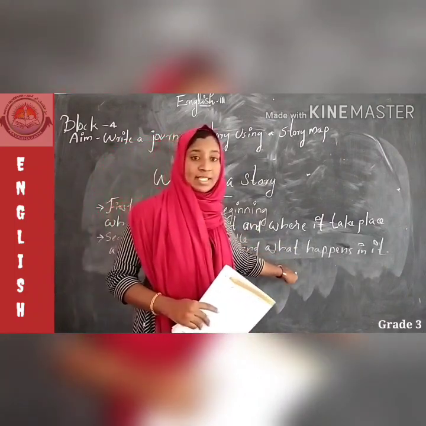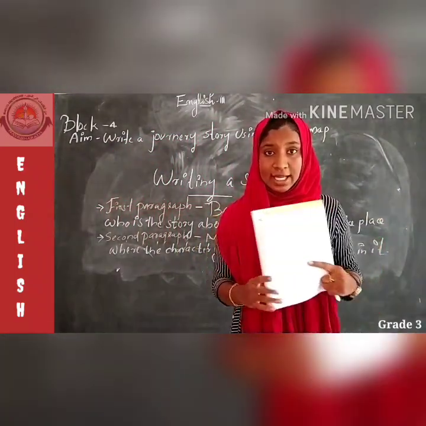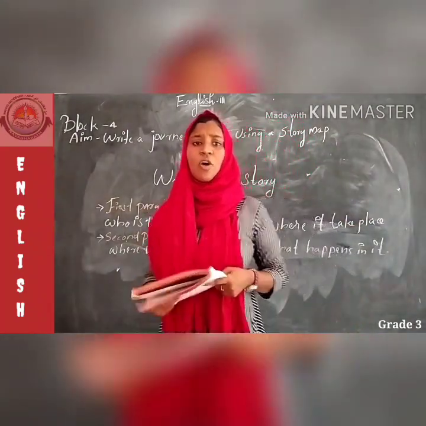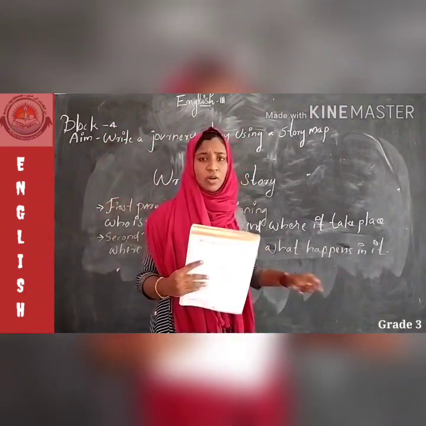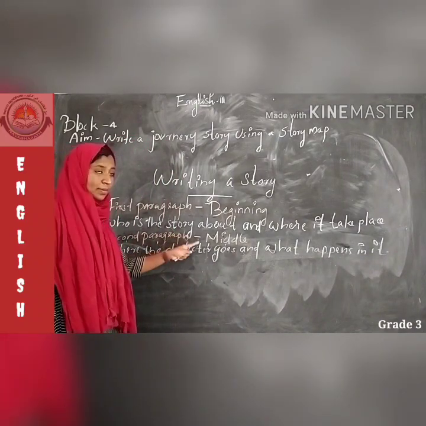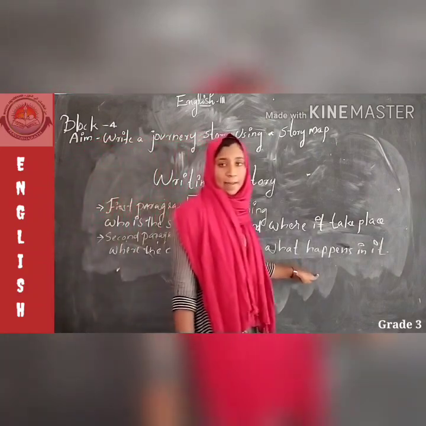And what happens in it? For what does he go? Yes, he goes for the dinner. Okay, so here the hare goes to the fox's house. What happens in it? He goes for the dinner. Okay, so while writing a story in the second paragraph, or the middle, you talk about where the character goes and what happens in it.